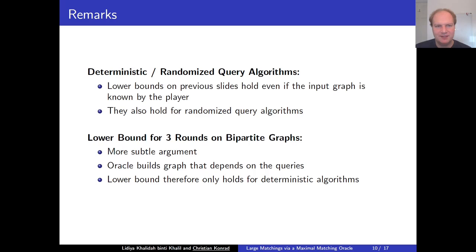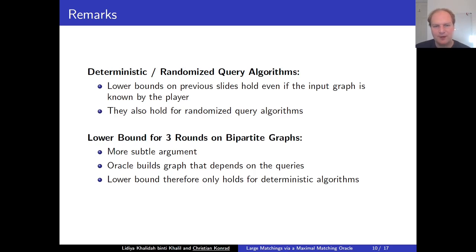Okay, now a few remarks here. These lower bounds, both of them are very simple, and in fact these lower bounds even hold if the input graph is known by the player. And for this reason they also hold for randomized query algorithms. So in that sense they're simple but very strong. They hold also for randomized query algorithms.